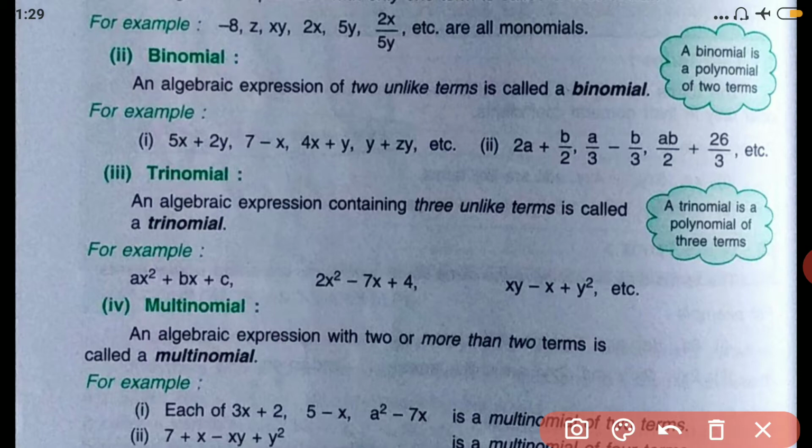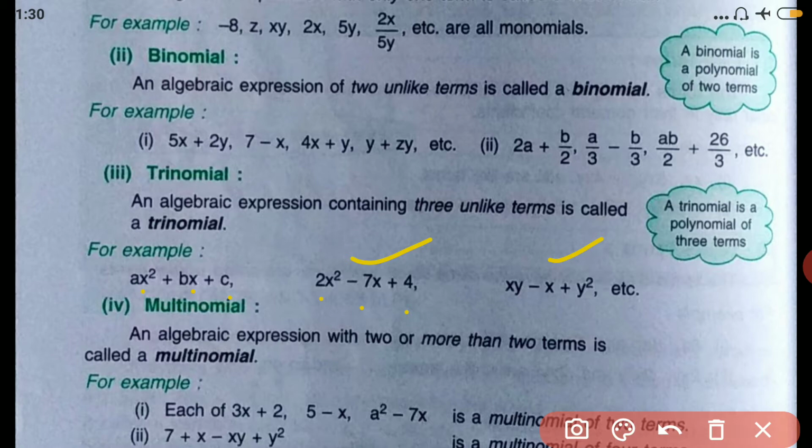First example, ax square first term, bx second term plus c third term. So an algebraic expression containing three terms is known as a trinomial. The other examples are shown here. Here you can see none of the terms matches in a given expression, so they are unlike terms.